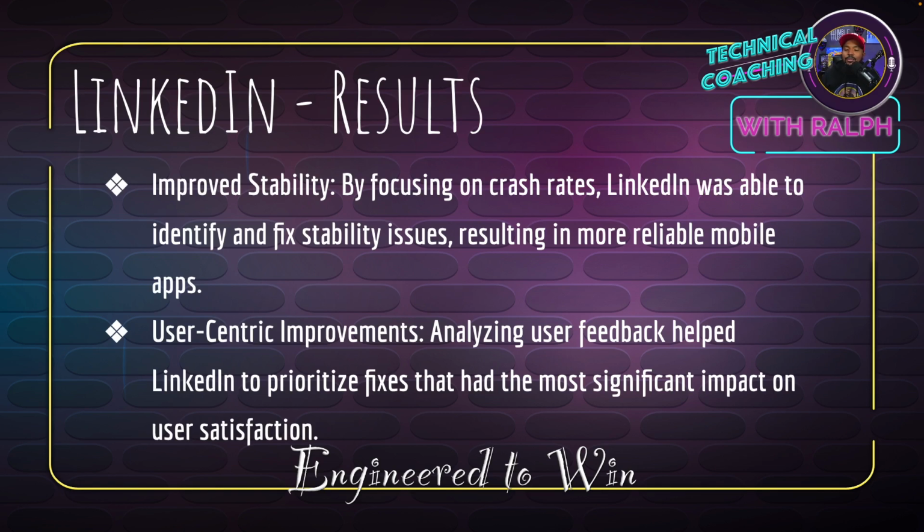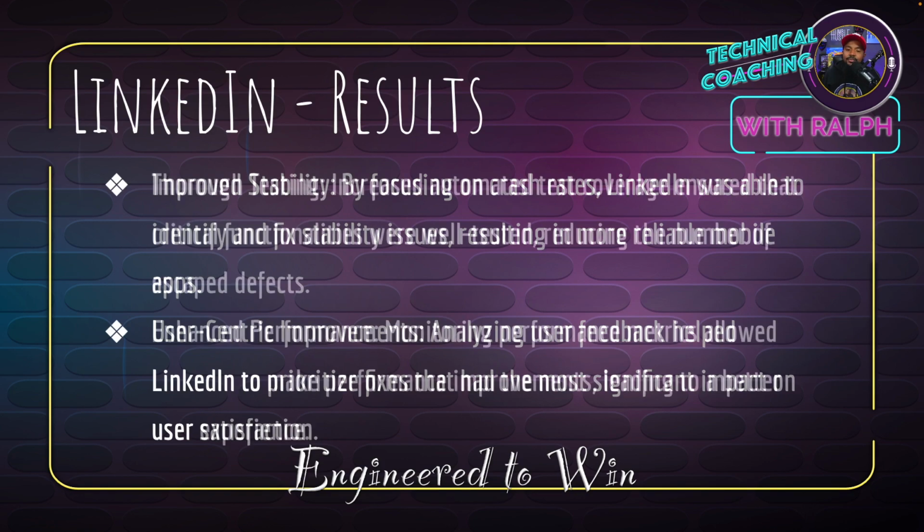So that is super, super important. And looking at the metrics from the App Stores, I have not seen any reported crashes either, right? So user-centric improvements, analyzing user feedback helped LinkedIn to prioritize fixes that had the most significant impact on user satisfaction. What is making customers not happy? And that's the number one thing you have to prioritize. And that's what LinkedIn focused on.